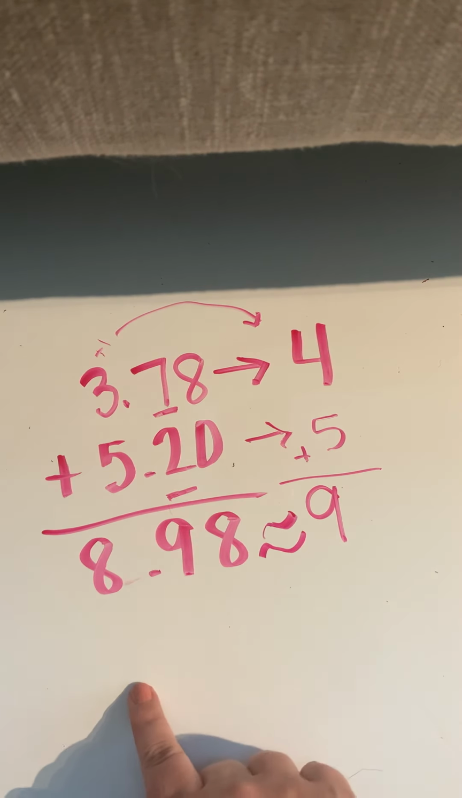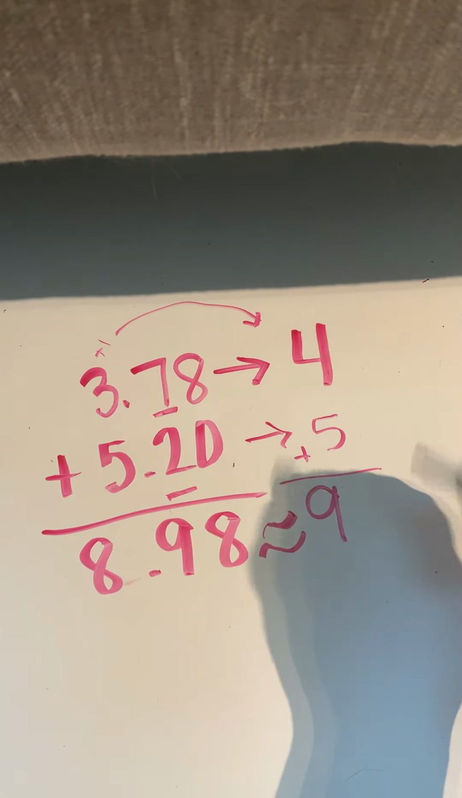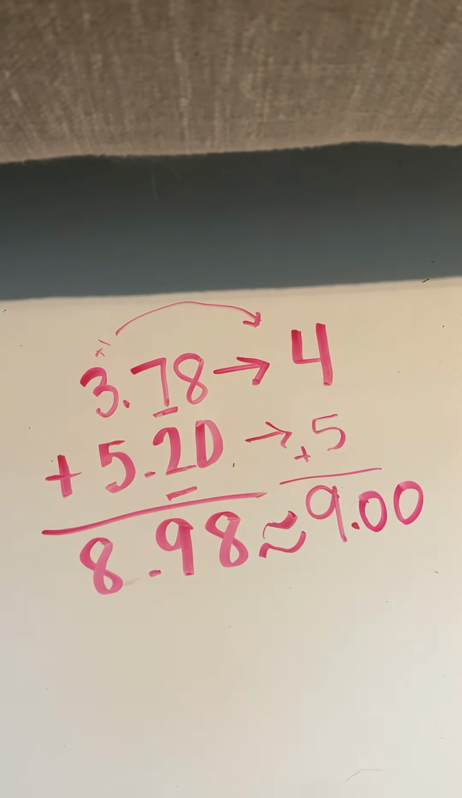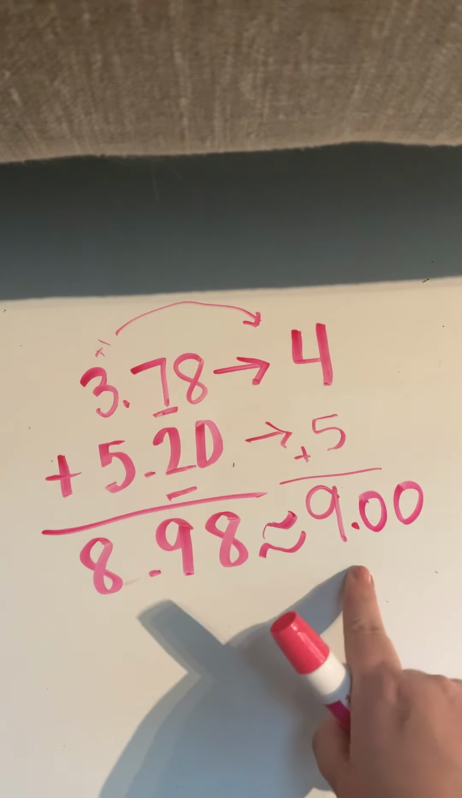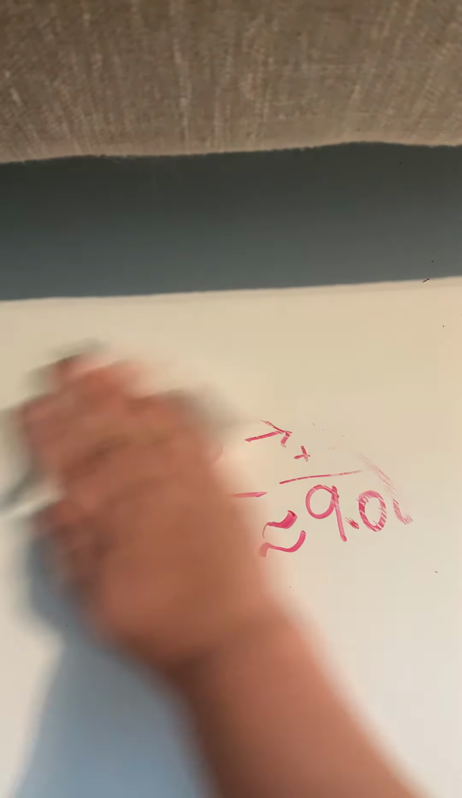So are these answers about the same? Yeah. In fact, they're only 2 hundredths away from each other. Okay. So you can see that 8 and 98 hundredths is very close to 9. All right. And if it were in decimal form, that's what it would look like if I brought it to the hundredths place. Okay. Let's take a look at number 2.